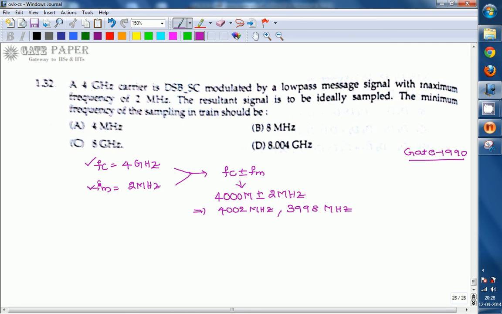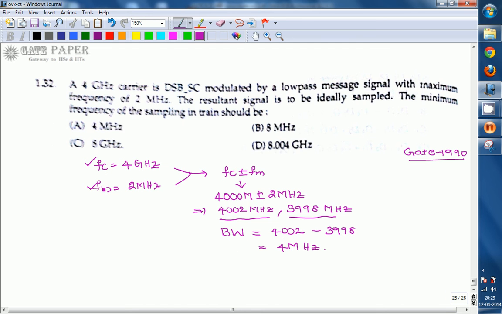Okay, these are the spectral components of the double sideband suppressed carrier with respect to the given carrier FC and FM. Now this signal is sampled ideally. For that sampling, what is the required sampling frequency? This is the upper sideband component and this is the lower sideband component. Now we have to calculate the bandwidth, that is the upper sideband frequency minus the lower sideband frequency, that is 4002 MHz minus 3998 MHz. The total bandwidth is 4 MHz.